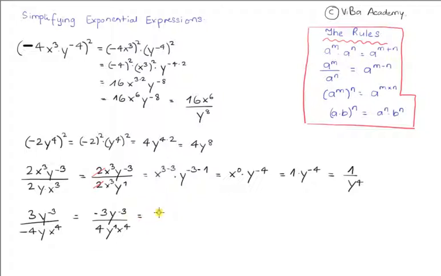So this is going to be negative 3 y raised to negative 3 minus 1, which I have from down here, divided by 4 times x raised to 4. So this is negative 3 y raised to negative 4 over 4x raised to 4. Again, we don't like negative powers, so what we're going to do in the next step, and the final step, is push this y down in the denominator, thereby making its power positive. So I end up with this.